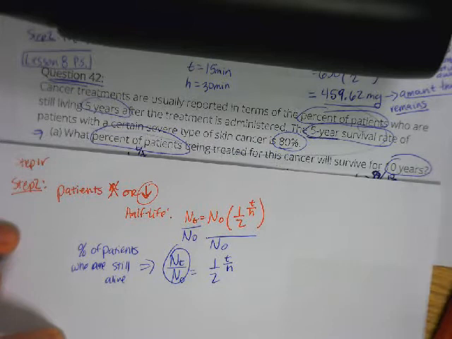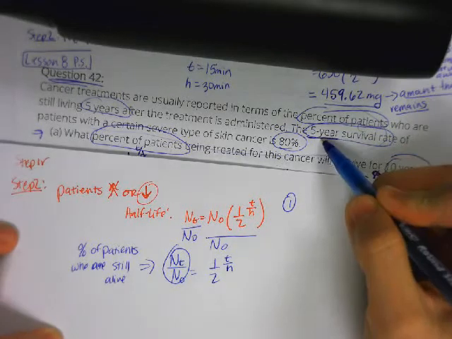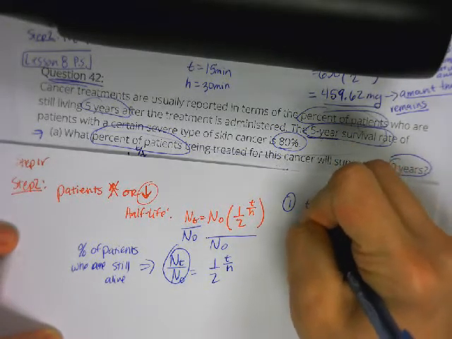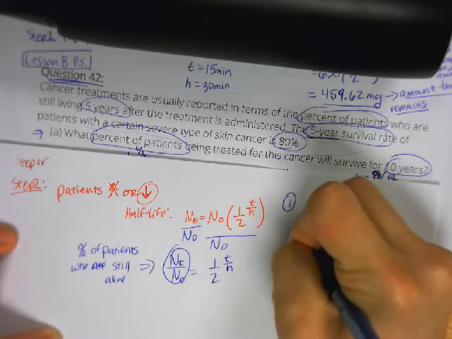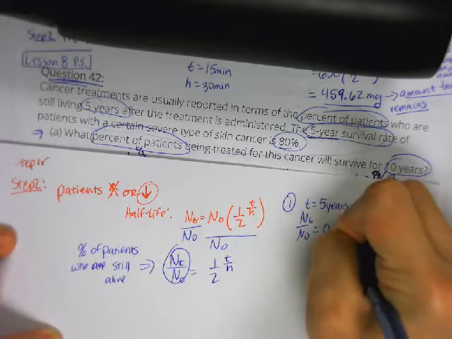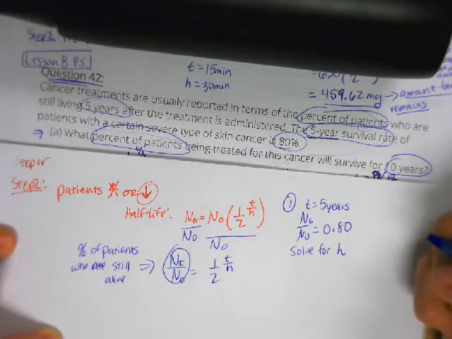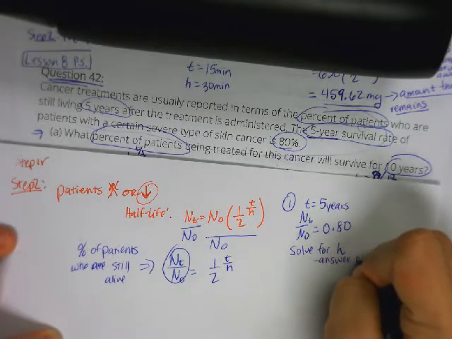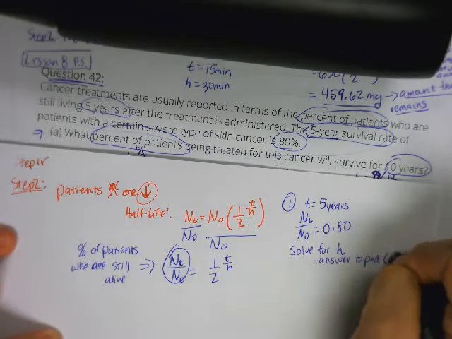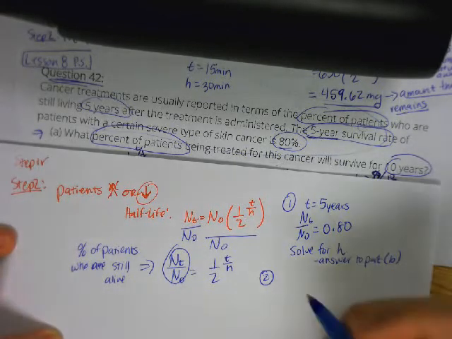So the outline of how you would solve this problem. First, you need to use the information up here and let T equal 5 years. Let NT divided by N0 equal 0.80. And you solve for H. This is your answer to part B. Your next step, for part A, this problem's a little bit backwards, but we have to do part B in order to get part A.